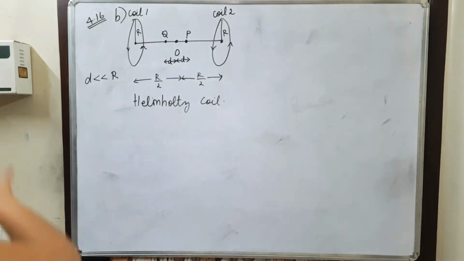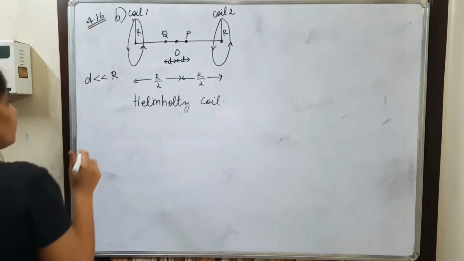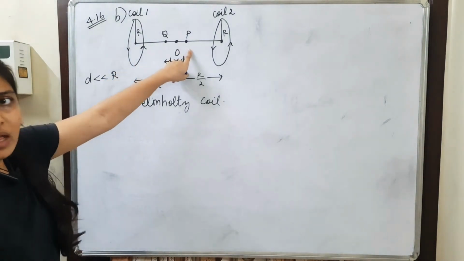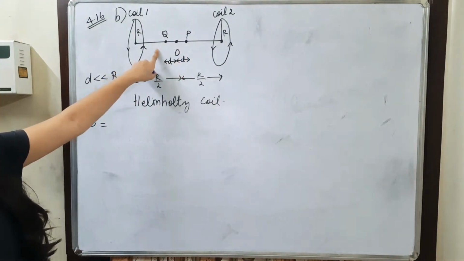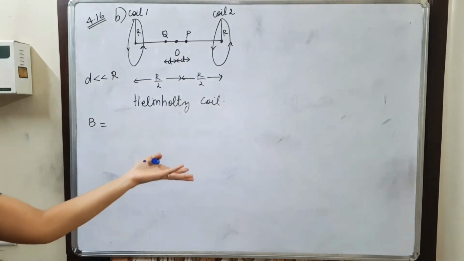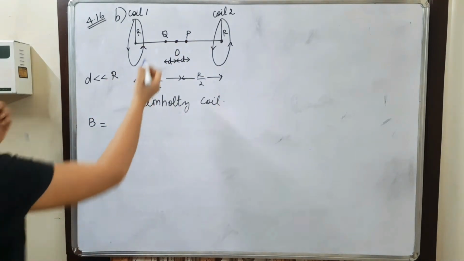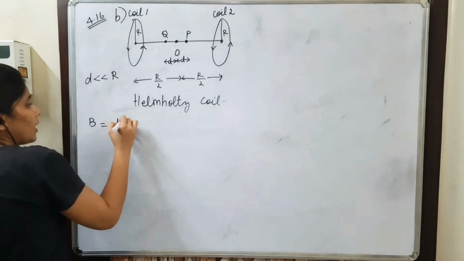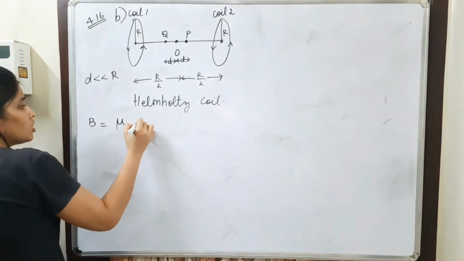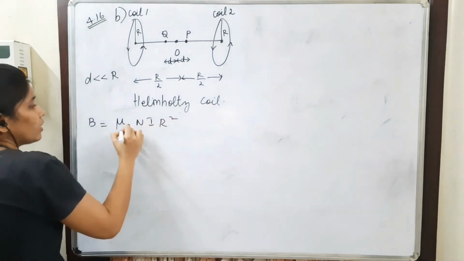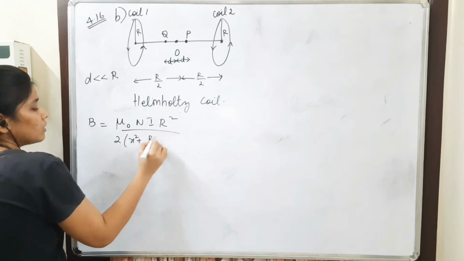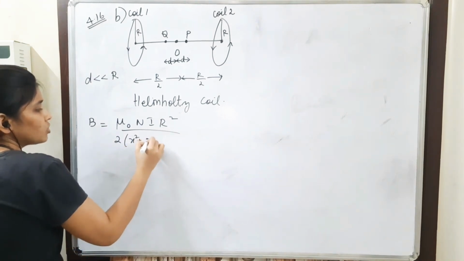So the point where we will start the derivation will be by finding out the magnetic field at point P and finding out the magnetic field at point Q, and then saying that both are equal. So we can prove that the magnetic field will be equal along the line P to Q. First we will begin with B at the point P: mu naught N I R square divided by 2 into (x square plus R square) the whole power 3 by 2. This is our formula, isn't it?